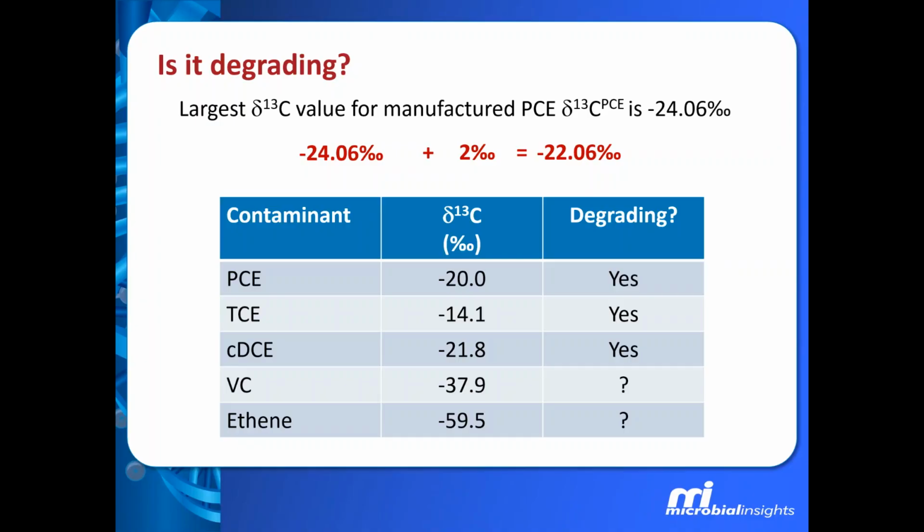What about the vinyl chloride? Well, it has a value of minus 37.9. So that is very much depleted compared to the 22.06. So even though vinyl chloride may be being degraded while it is being formed, this does not provide us with absolute evidence that vinyl chloride degradation is taking place. And the same can be said of ethene. Now ethene, the maximum value for ethene, by the way, is always going to be the del 13C value of the source.